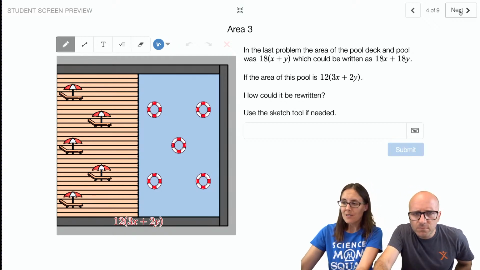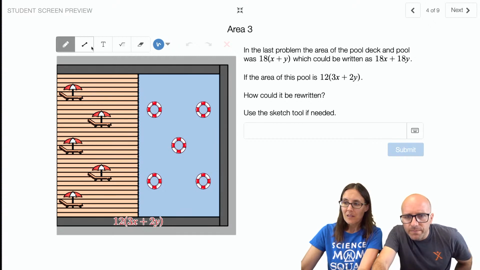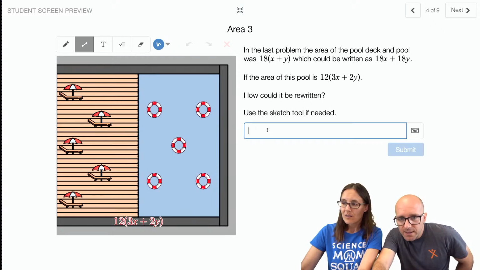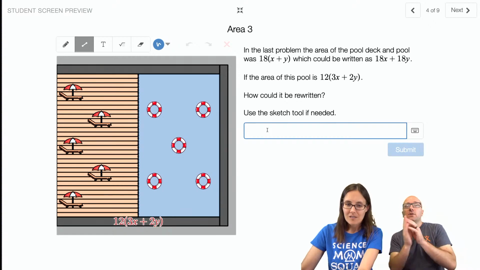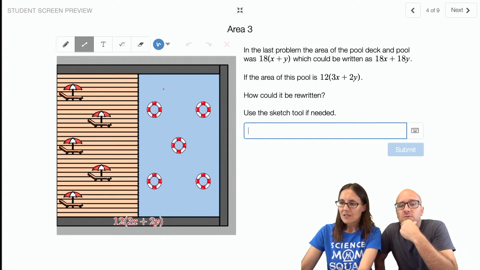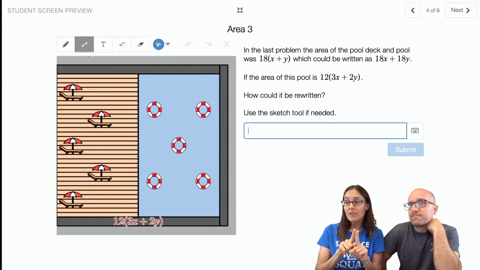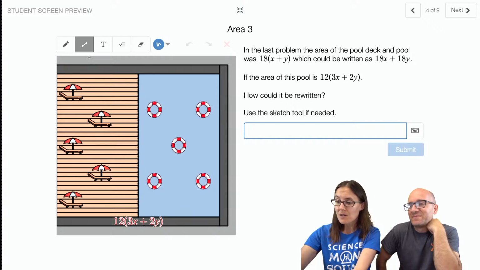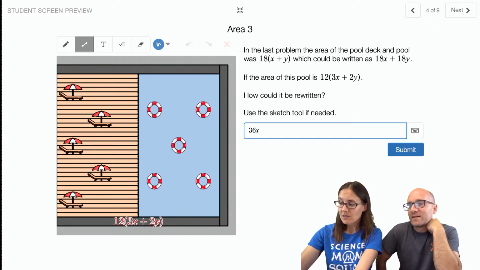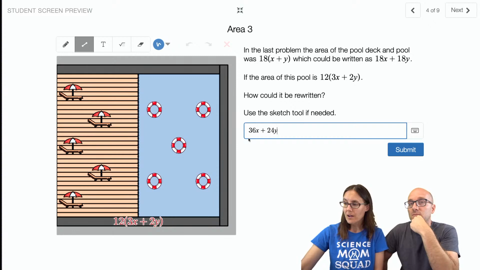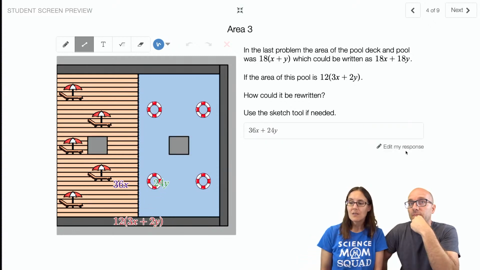Can we take a look at answers that have come in already? Yes, we can. Joseph says 36x plus 24y. TN, Rosalie, Pascal, they're all saying that same thing. So 36x plus 24y, where is that coming from, Science Mom? They're taking the 12, and 12 multiplied by 3 gives me 36. And then I just leave the x there. And then 12 times 2 is 24. And there's my y. I'm going to go ahead and submit my answer.